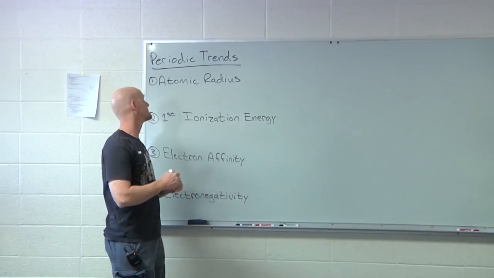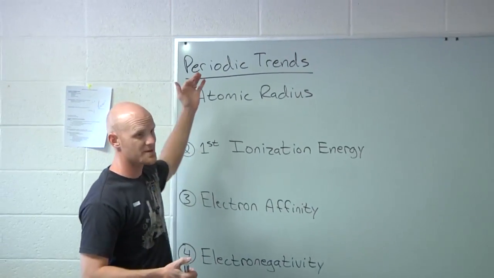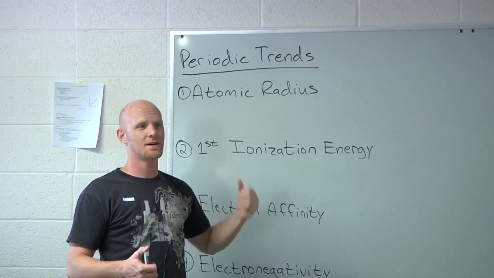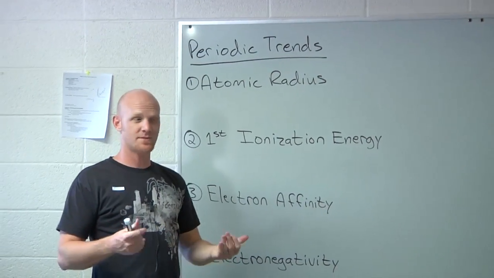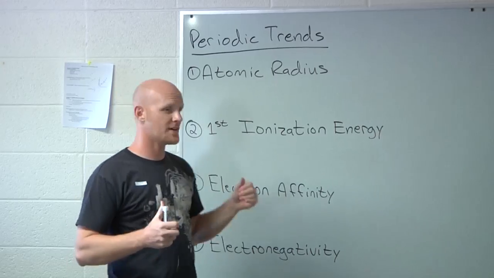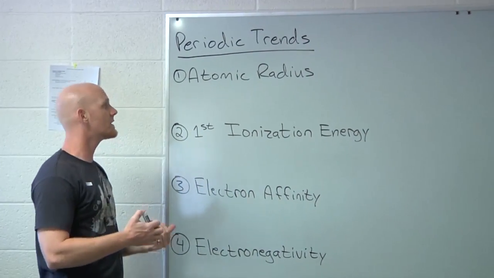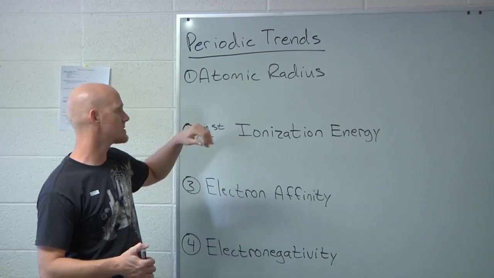All right, let's have a little fun. First thing we're going to talk about is periodic trends. They call them periodic because they relate to the periodic table, and they just show you different trends of different things and how they increase or decrease from one side to another on the periodic table. But it is a periodic trend matching up with the periodic table.